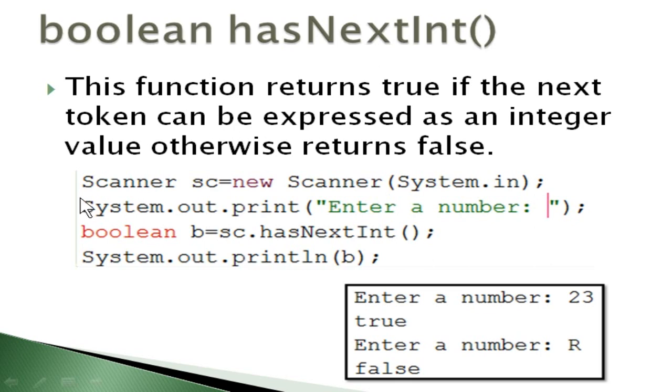You can see an example here. You can see System.out.println, enter a number. Once you enter a number, the hasNextInt function will take that number and check whether the number is an integer. If it is an integer, it returns true, that will be stored in b, which is a boolean data type, and then we display that value on the screen. So you can see here an example, enter a number. You can see 23, which is an integer value. Since it is an integer value, the condition hasNextInt returns true to b, and that will be printed. You can see true is the output here.